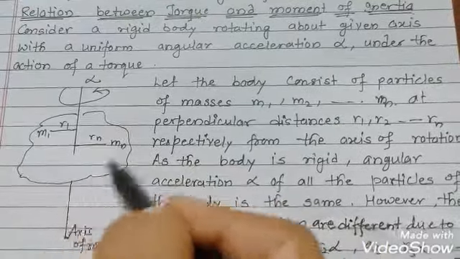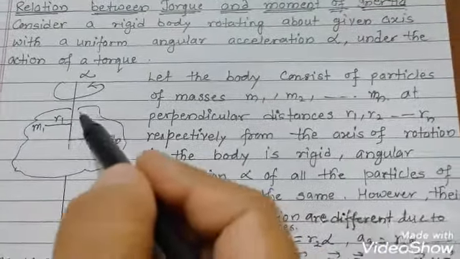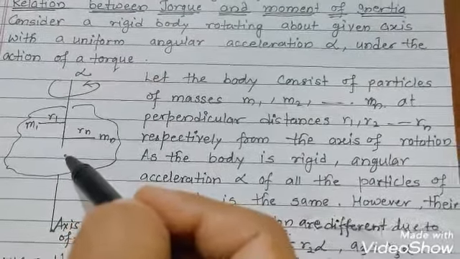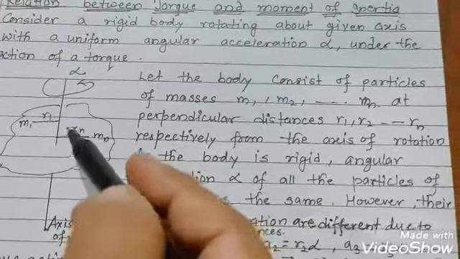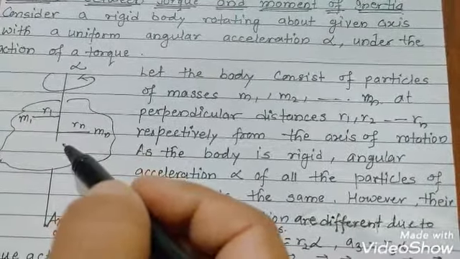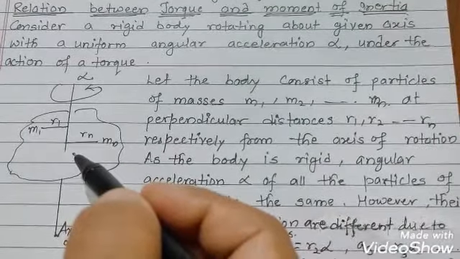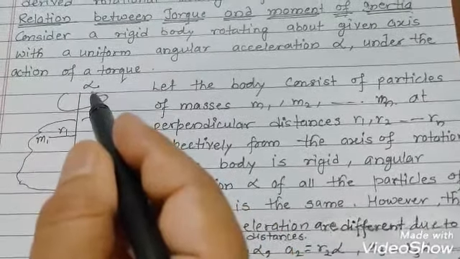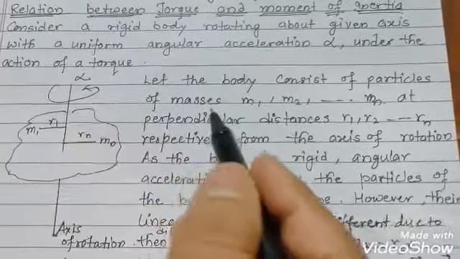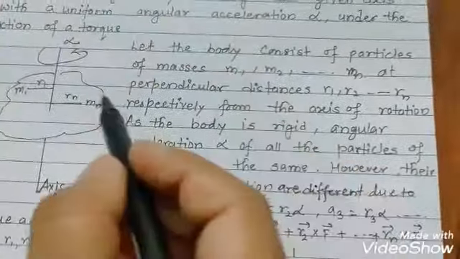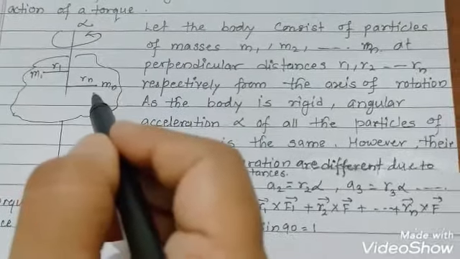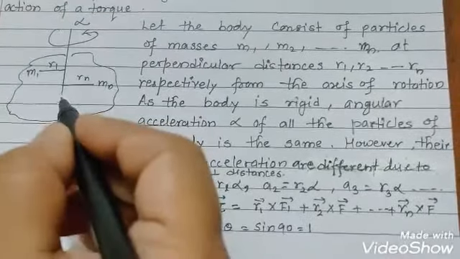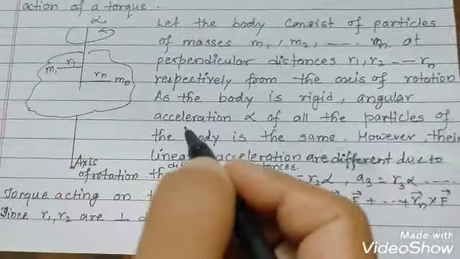We know already that when a body is undergoing pure rotation, the angle theta for all the particles will be the same. Because theta is the same, d theta by dt, that is omega, is also the same, or simply d omega by dt, which is the angular acceleration alpha, will also be the same. Now let the body consist of particles of masses m1, m2 till mn at perpendicular distances r1, r2 till rn respectively from the axis of rotation.